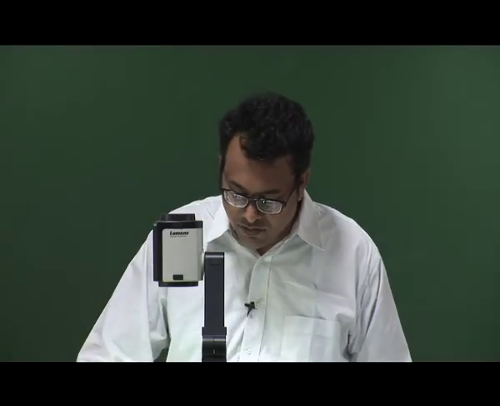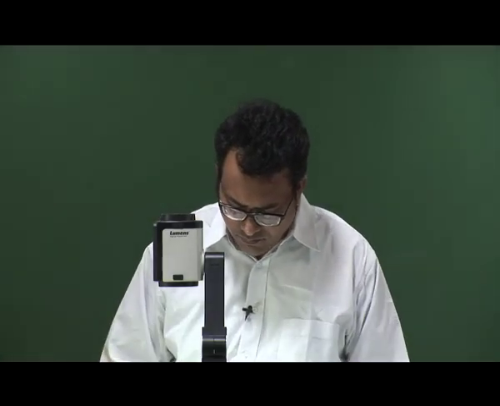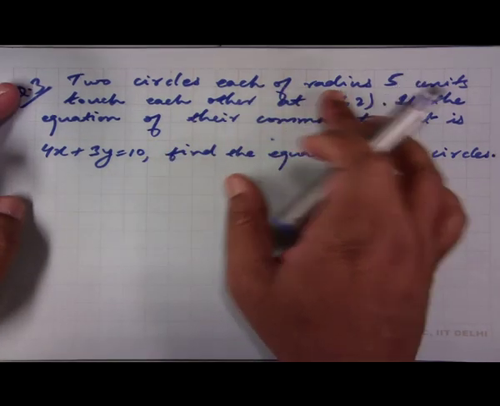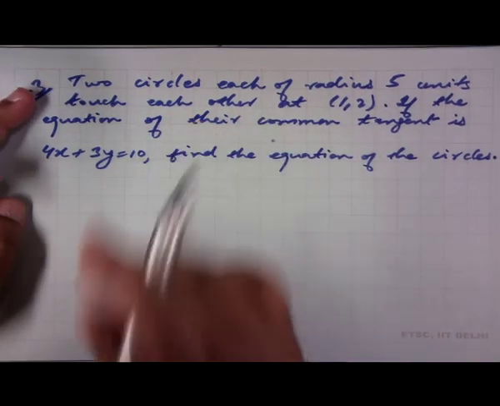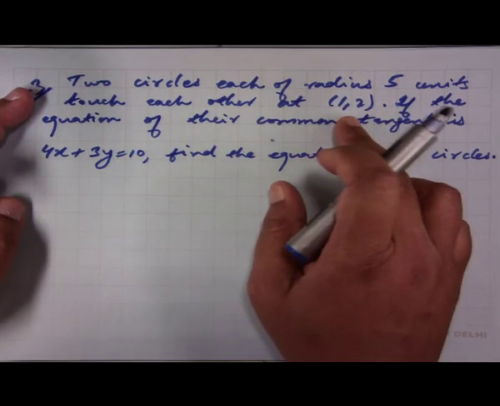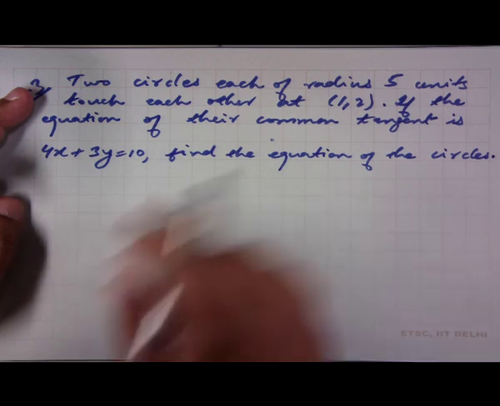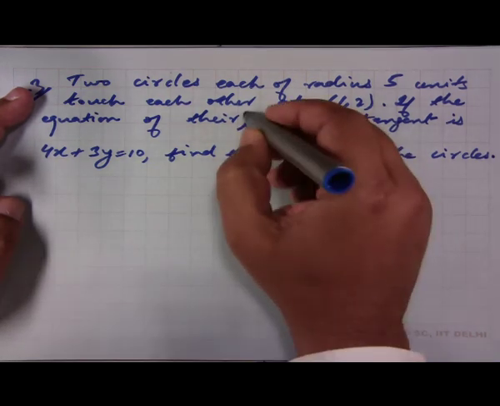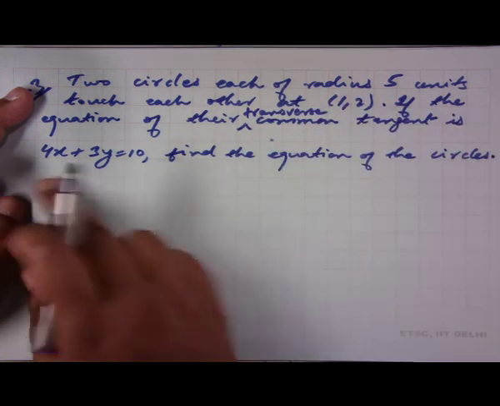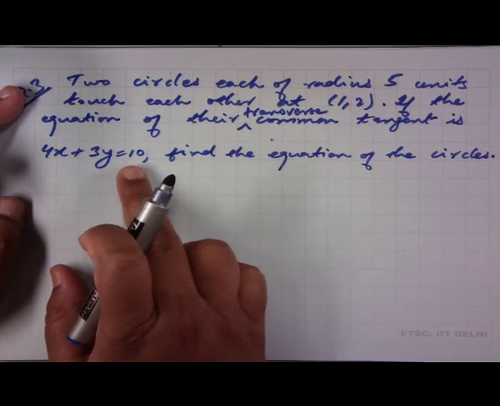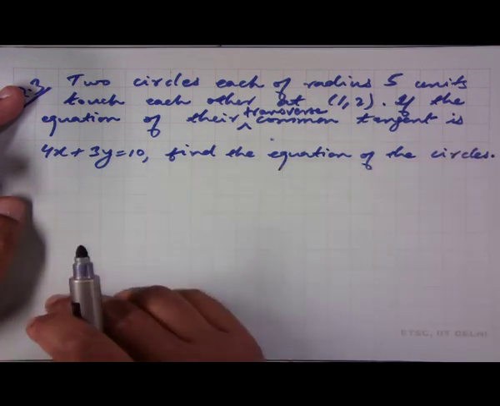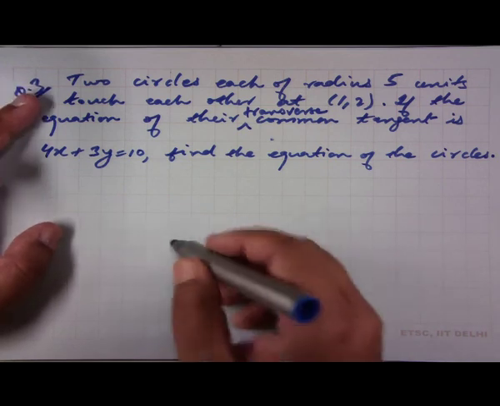Let us take the third question. In this third question we have two circles, each of radius 5 units, and they touch each other at this point 1 comma 2. The equation of their transverse common tangent is given to be 4x plus 3y equals 10, and the question is asking us to find the equation of both the circles. So, the situation is like this.